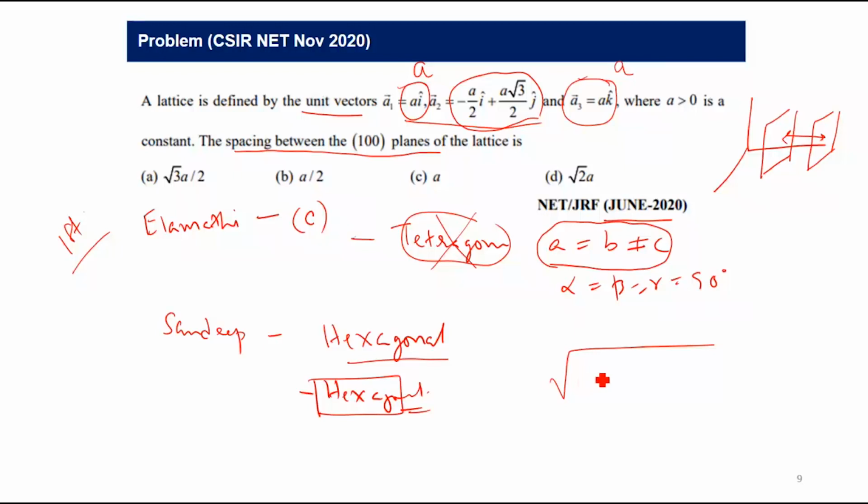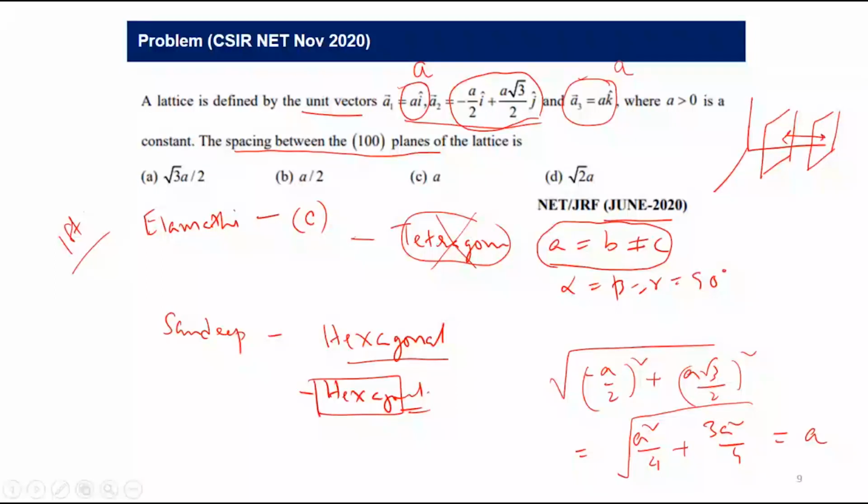Root over minus A by 2 whole square plus A root 3 by 2 whole square. That is A square by 4 plus 3A square by 4, root over. That is equal to 4A square by 4. 4 cancel. That is also equal to A. So this is a condition where A is equal to B is equal to C. So tetragonal is not a possibility. Hence answer C is not a possibility.